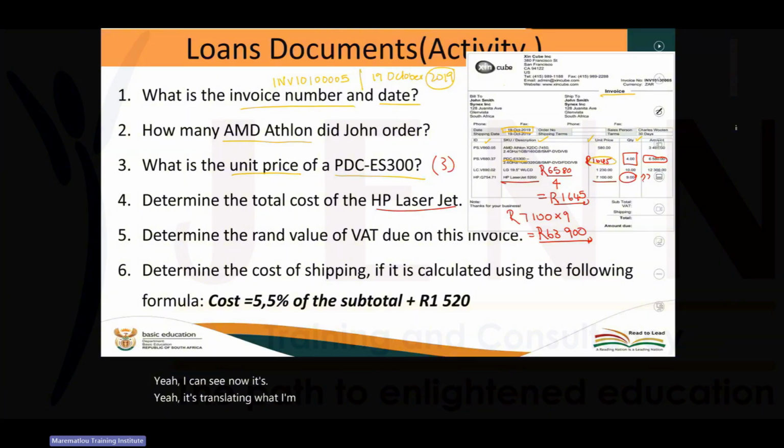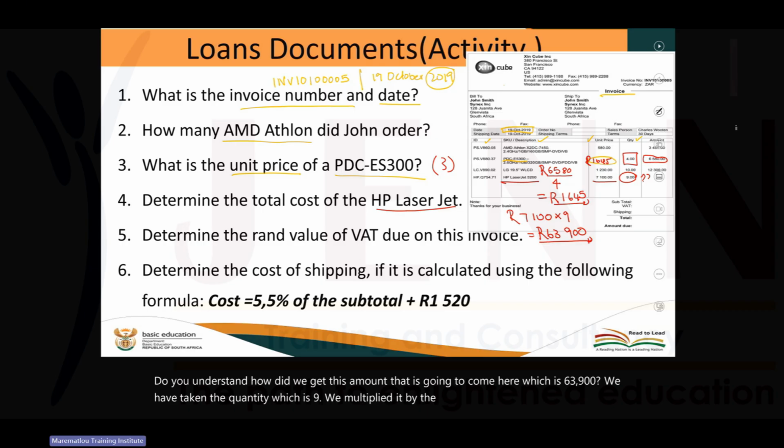This is technology. Now, do you understand how we got this amount that is going to come here, which is 63,900? We have taken the quantity, which is 9, and we multiplied it by the unit price. Okay, number 6. Determine the cost of shipping if it is calculated using the following.